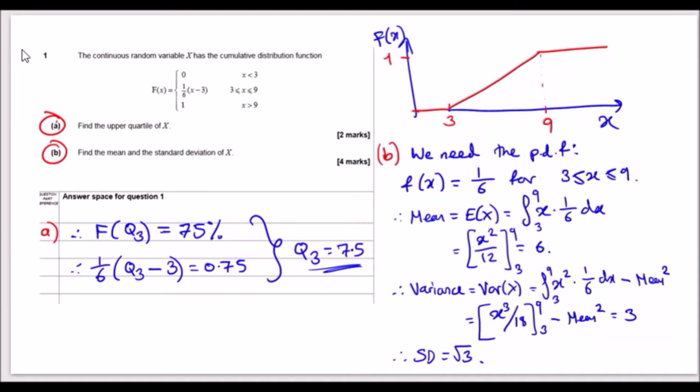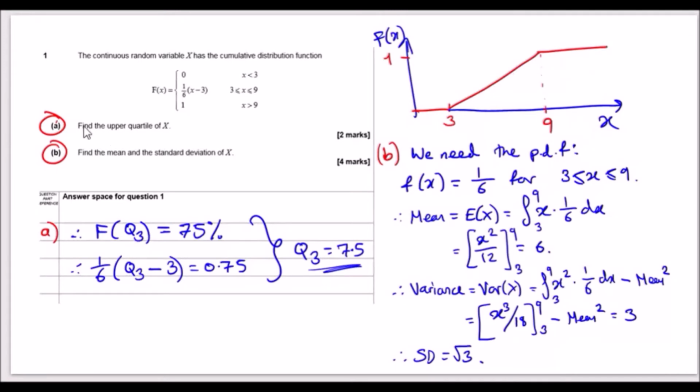Now, number one. So the continuous random variable x has the cumulative distribution function. Okay, so here we go. So here's the capital F. So this is all accumulating the small probabilities. Okay, so it's an increasing function. Now, A, find the upper quartile of x.